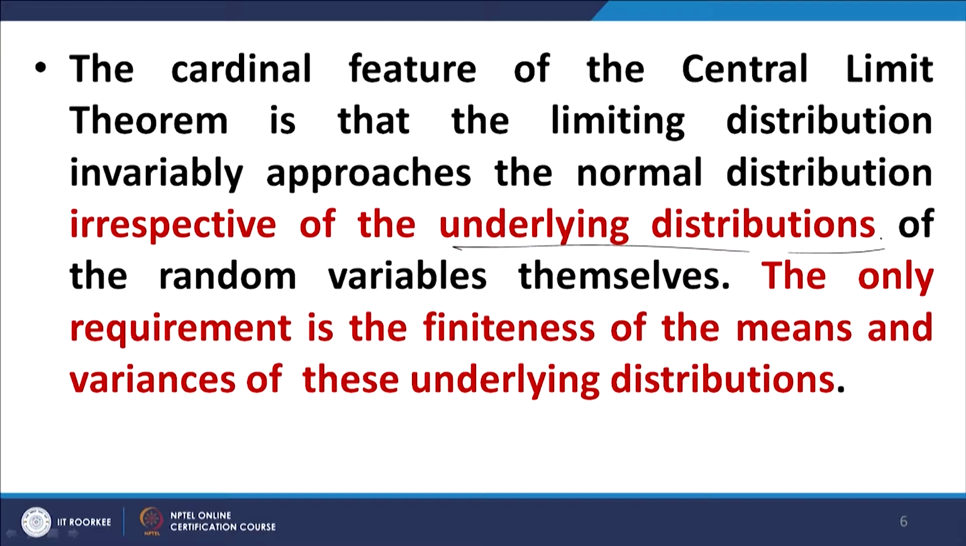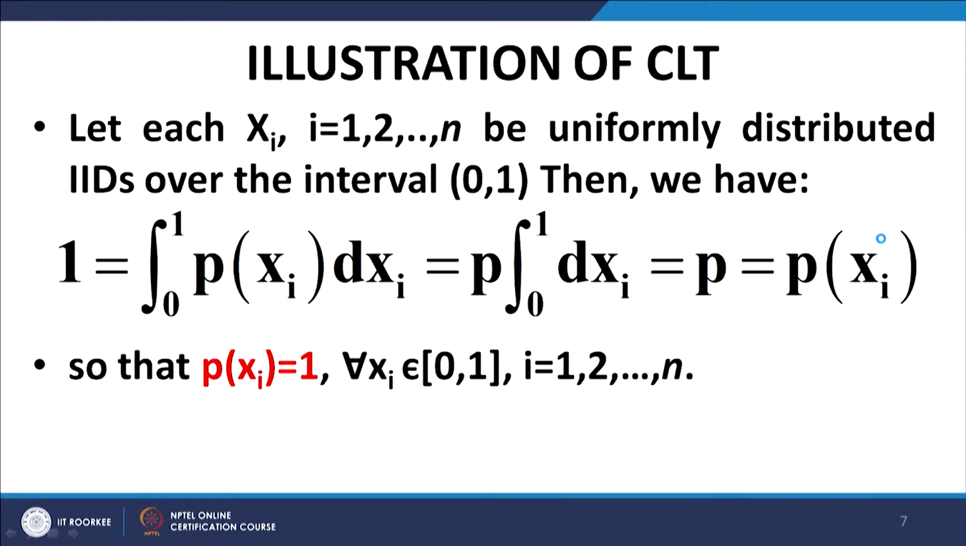I will not go into the proof of this theorem, but I will give you an example which makes it very conspicuous that this central limit theorem has significant relevance. The cardinal property of the central limit theorem, that the underlying distribution of the variables is irrelevant, is clearly exposed by this particular example. So, we have random variables X_i, capital X_i, i is 1 to n.